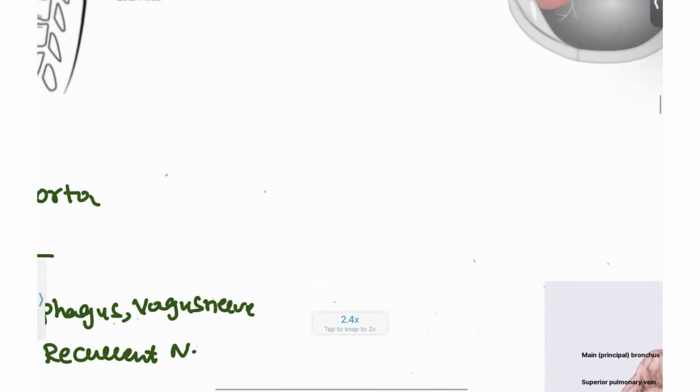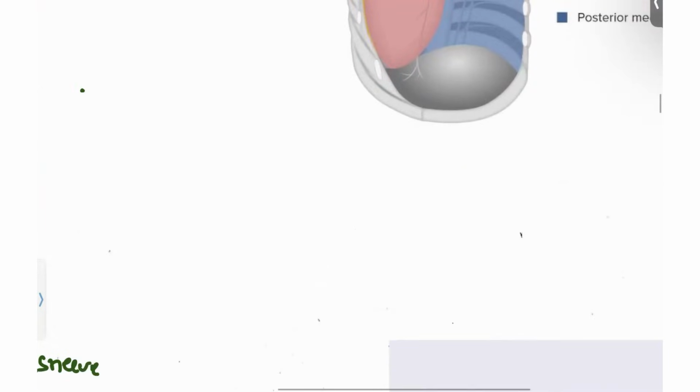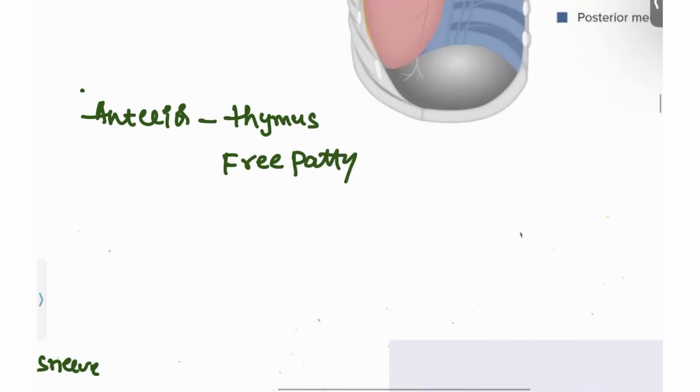Next, the inferior mediastinum. Again, what is it subdivided into? Anterior, middle and posterior. In the anterior one, only two things are present, guys. One is the thymus gland, and along with that, the fatty tissue of the pericardium. The fatty tissue of the pericardium will be present here.